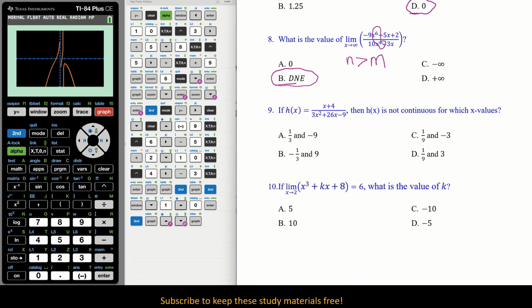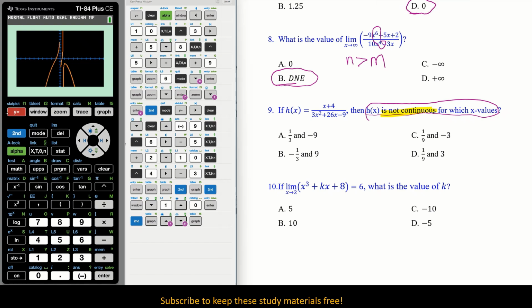Okay, now let's look at number 9. They give us the same type of rational function, then they want to know something totally different. They want us to look at the values where it's discontinuous. Then h of x is not continuous for which x values? And they give us some options.